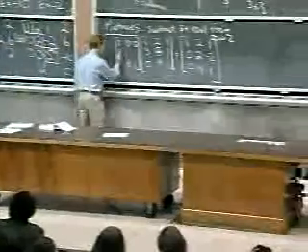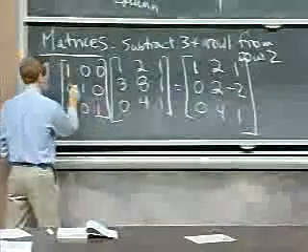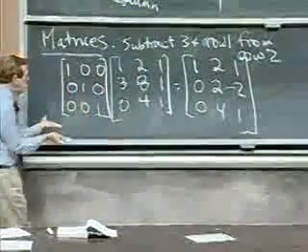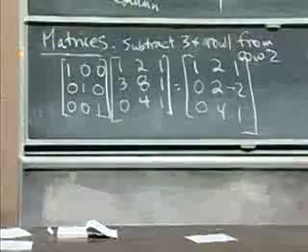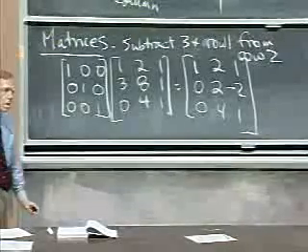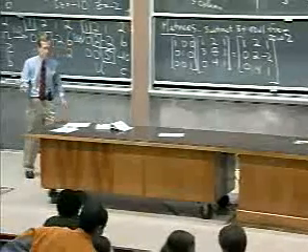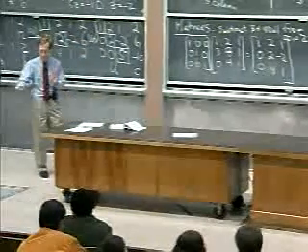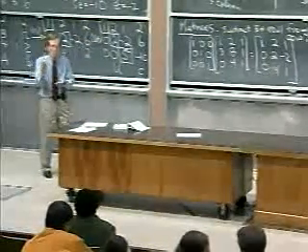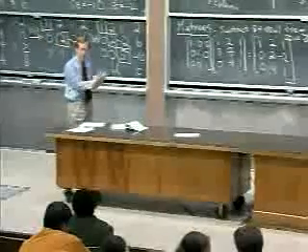If I put in 0, 1, 0, that's the matrix. What's the name of that matrix? The identity matrix, right. So it does absolutely nothing. It just multiplies everything and leaves it where it is. It's like the number 1 for matrices.